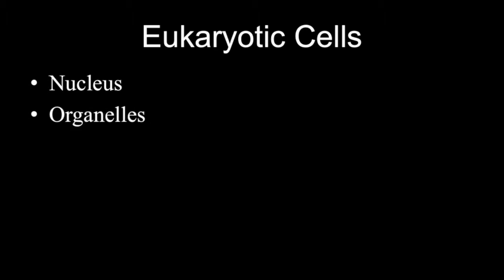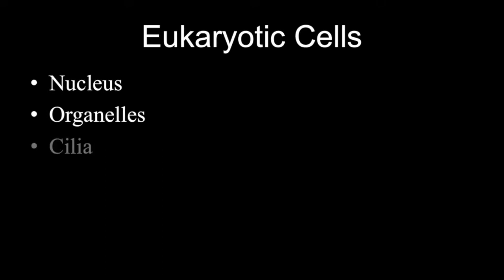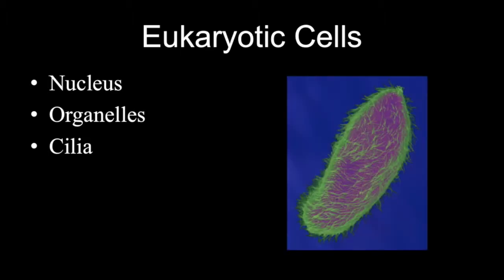The nucleus acts as the control center. They also contain organelles within their cell membrane that carry out all cell activity. And lastly, all eukaryotic cells have cilia, which are short, hair-like structures that extend from the cell membrane.